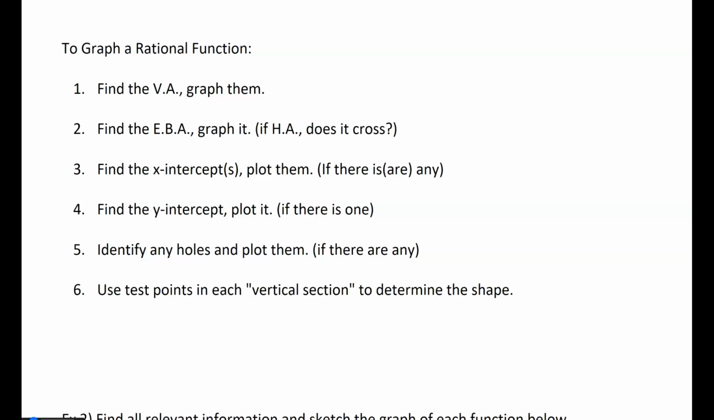And then the last thing, in order to figure out what the graph is doing, is we're going to have to pick some test points. By the vertical section, so again, looking on every side of the vertical asymptotes and determining a point there so we can figure out where it's going.